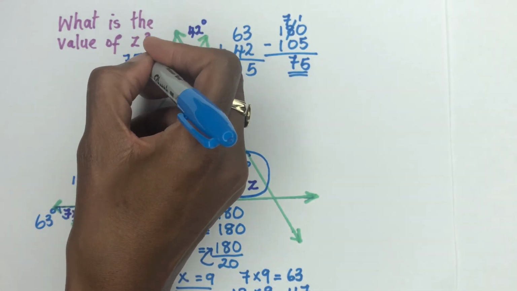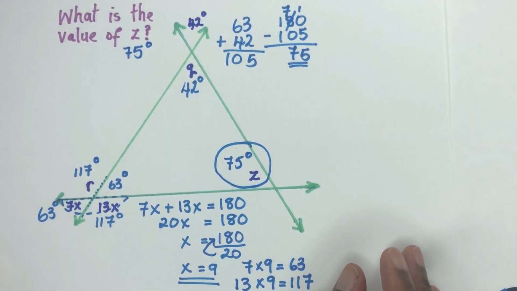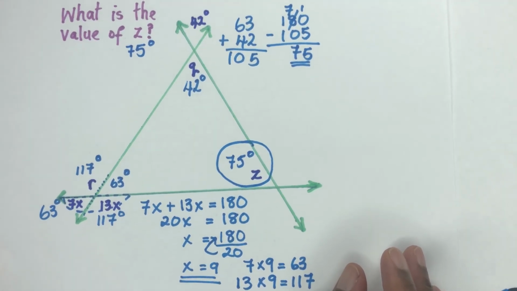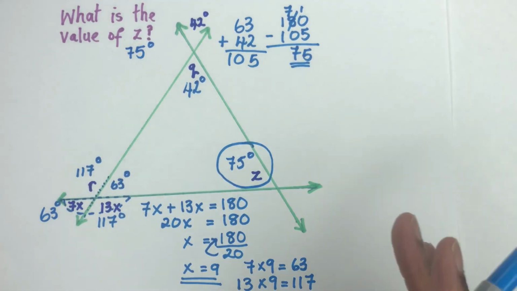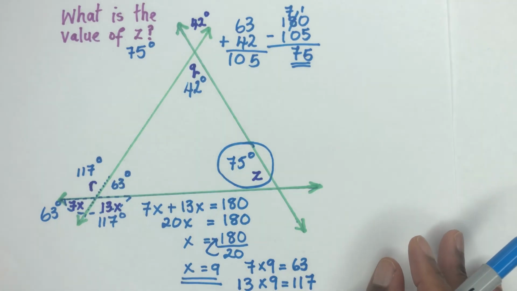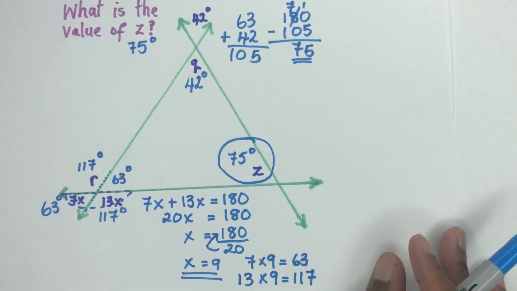What is the value of Z? 75 degrees. I know it sounds weird to my British viewers saying Z, because this is the only letter in the alphabet that's pronounced differently between the two countries. Z. All right, but you know, I'm in America now, I live here, so I have to say that. I have to say Z.